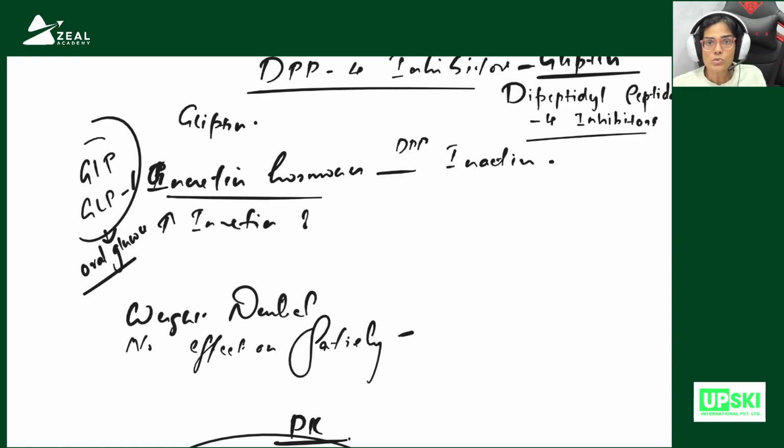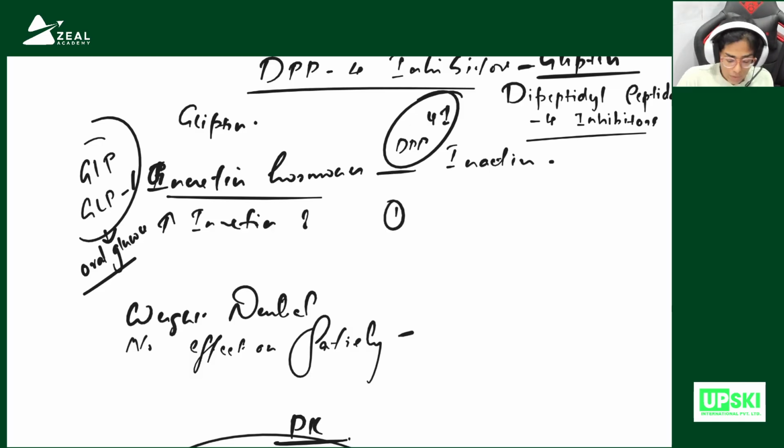Now, incretin hormones get inactivated by the dipeptidyl peptidase 4 enzyme. When you use DPP-4 inhibitors, they increase the amounts of GIP and GLP-1. Why do we have to increase GIP and GLP-1? The functions of incretins are many, but not limited to this. The first one is glucose-dependent insulin secretion.